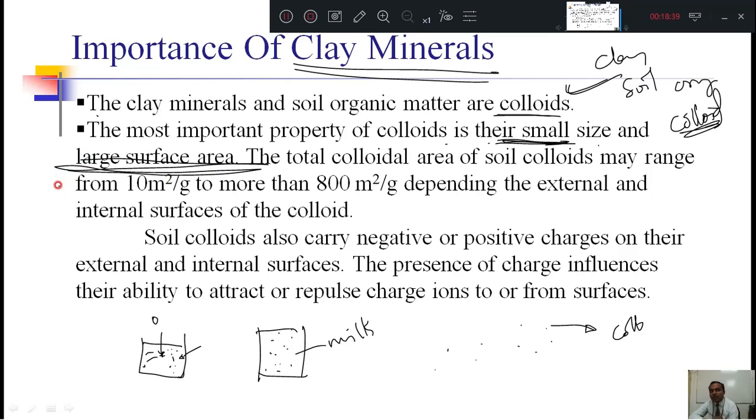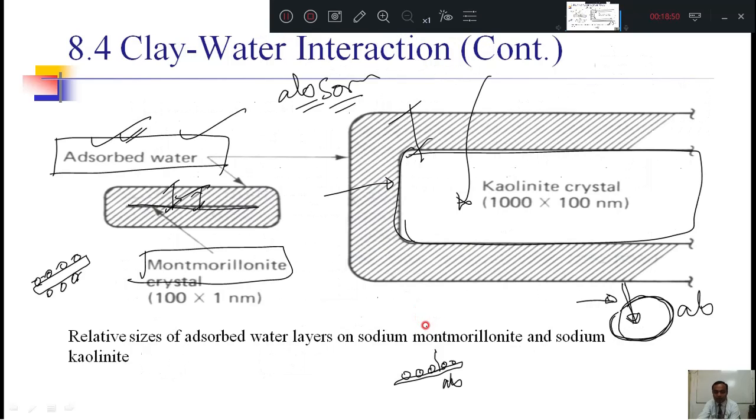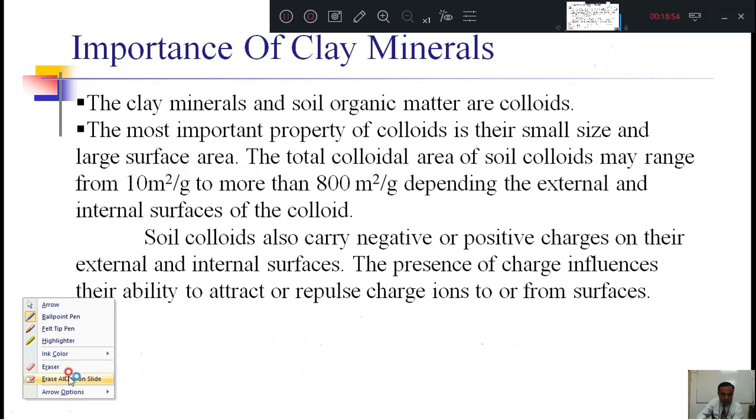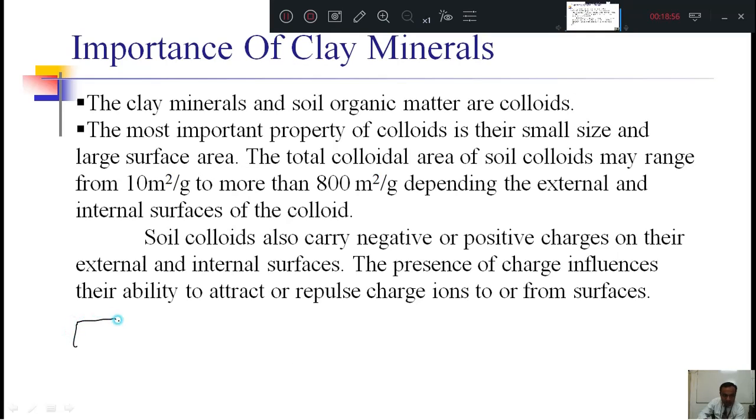Then what is the meaning of surface area? Look here. If one particle is there like this, I will take one cake and explain with the cake, so that you will easily understand. Let us consider this is a cake. Cake means this is a bread, inside a bread is there.